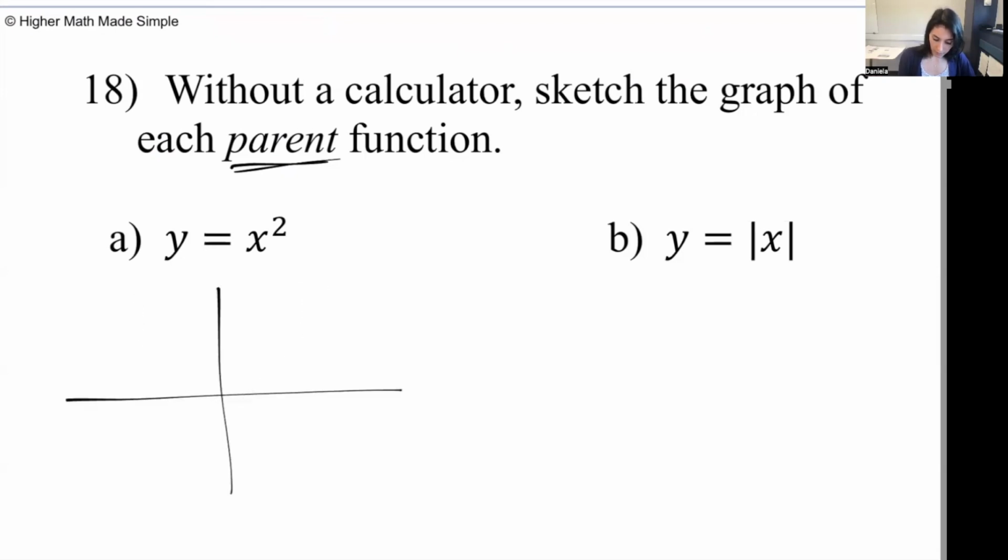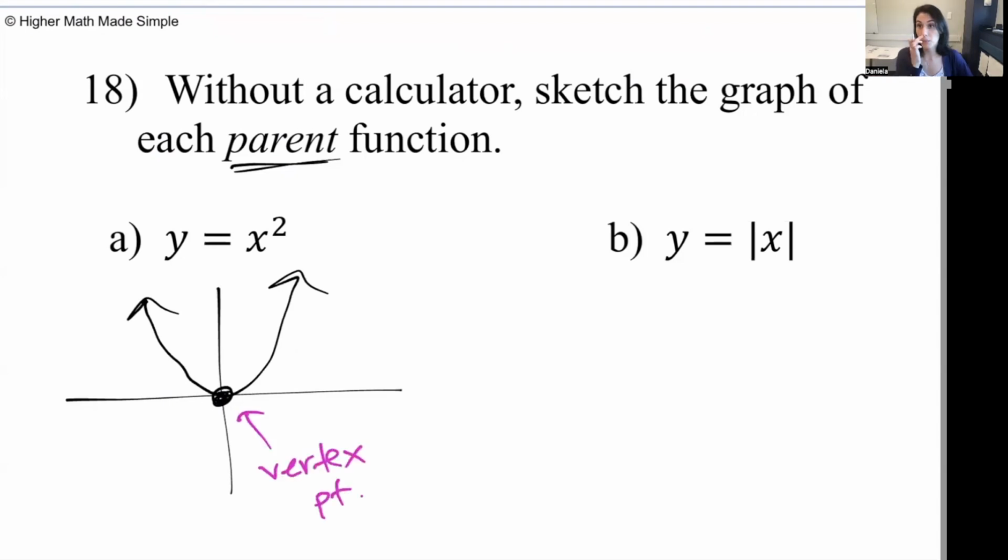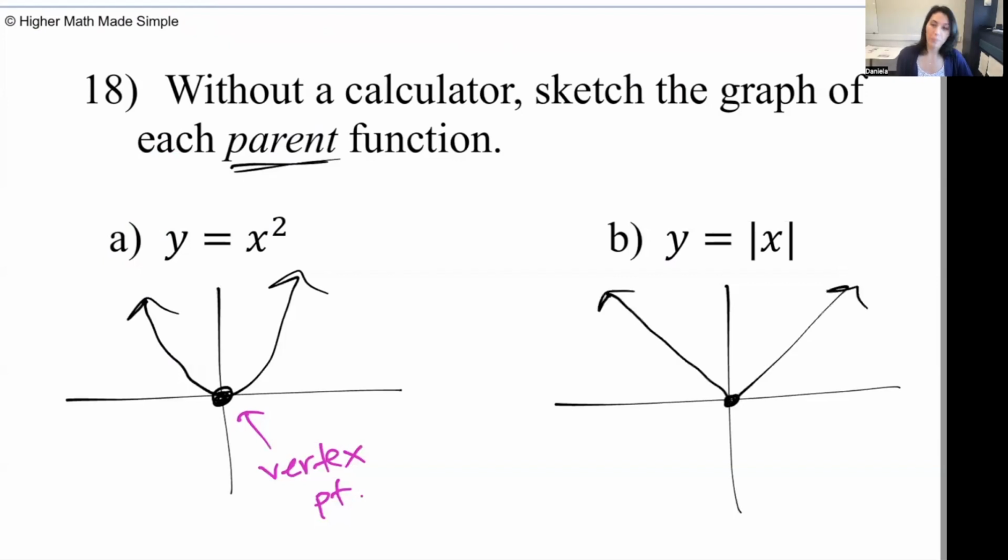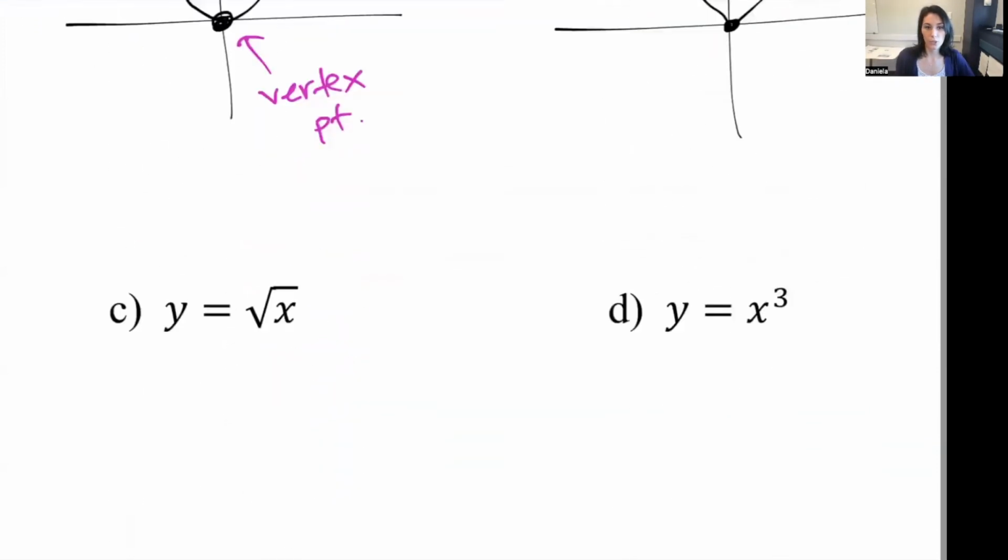A parabola is just that U shape. And again, the parent function's vertex point, which is just fancy for saying either the maximum or the minimum point, in this case the minimum point, is going to be at (0, 0). That is different, yet similar to the parent function for the absolute value. Instead of a U shape, it's a V shape. And again, that minimum point is going to be at the origin.